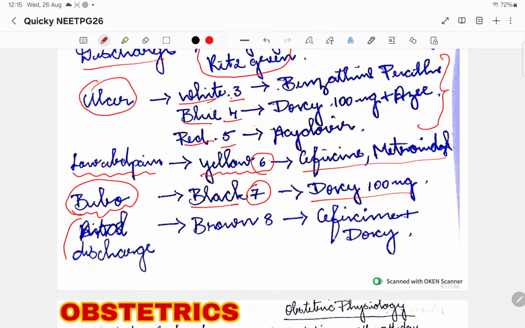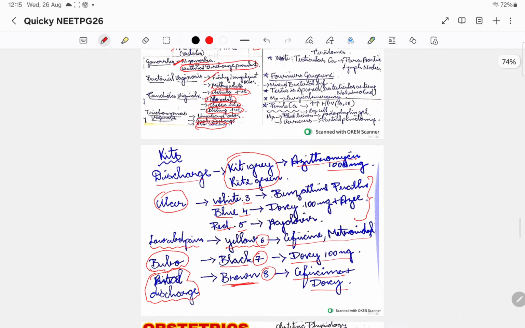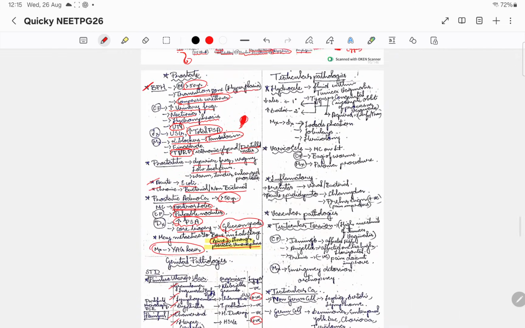Then the anal discharge, the new thing, please remember this. For anal discharges, we are going to go for brown. Okay, so stool is brown, right? So that is why for the anal discharge, brown, that is kit 8, which contains cefixime plus doxycycline. Okay, so this is how we can divide the kits. Please go through this once again.